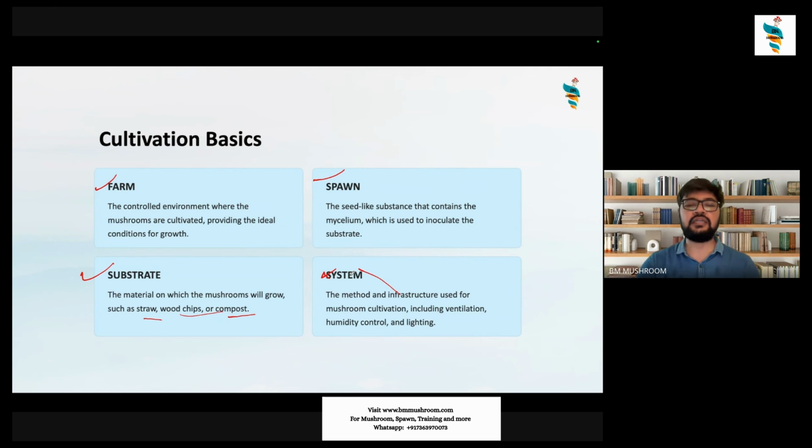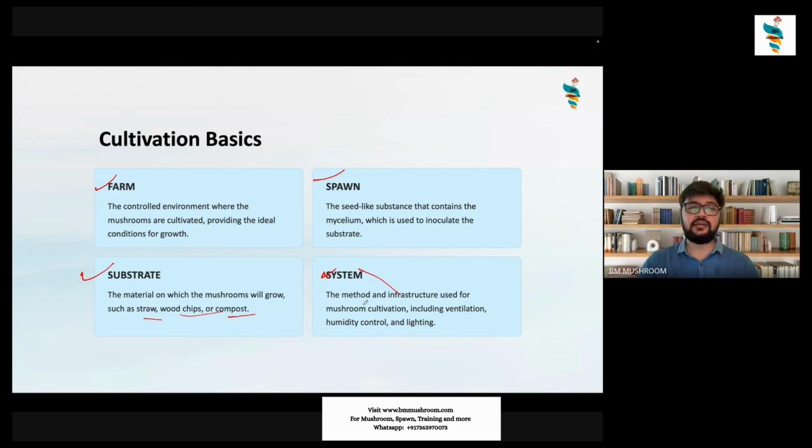System is actually the knowledge. System is nothing but the knowledge. If you have knowledge, then you can grow mushroom at any place. If you don't have proper knowledge, then even the whole world's equipment and every other thing will come short. So system is the method and infrastructure used for mushroom cultivation.